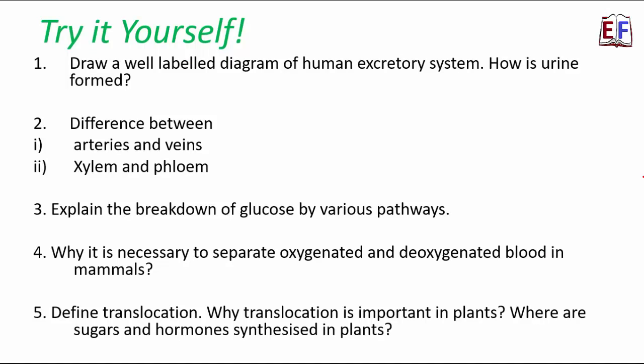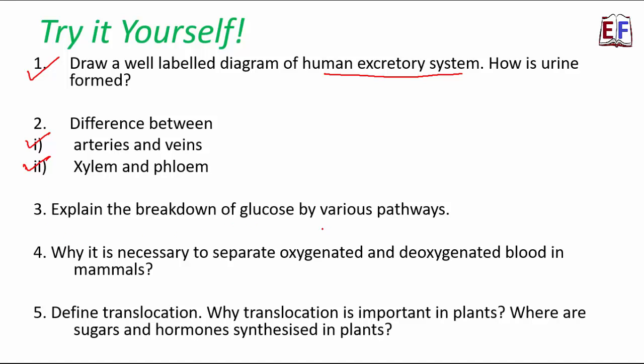Let's take a look at a few sample questions that might come from life processes. Question number 1: draw a well-labeled diagram of the human excretory system. How is urine formed? As I've mentioned before, the human excretory system is one of the most important topics of this lesson, and we often get questions with regard to its diagram as well. Difference between arteries and veins, xylem and phloem.